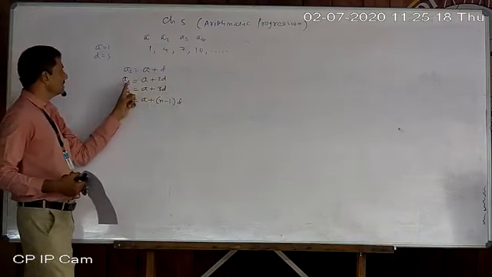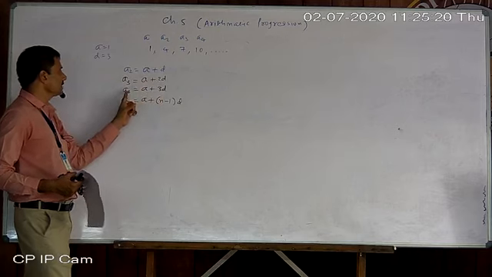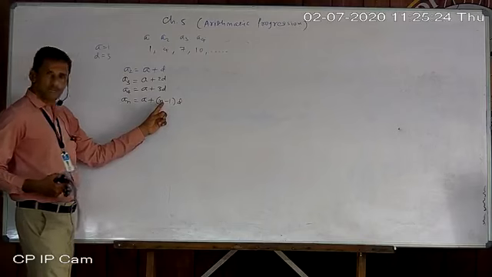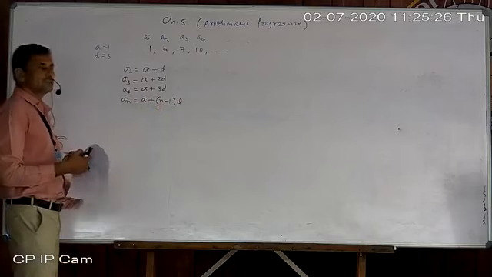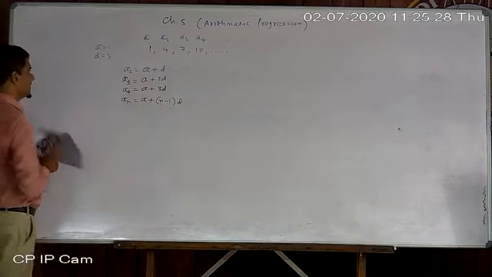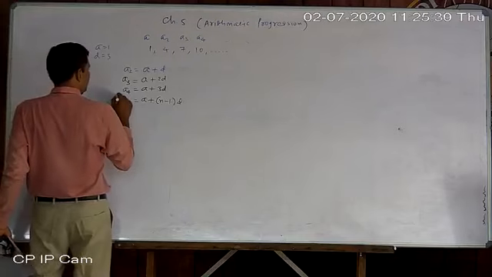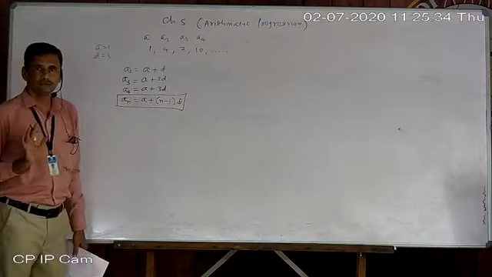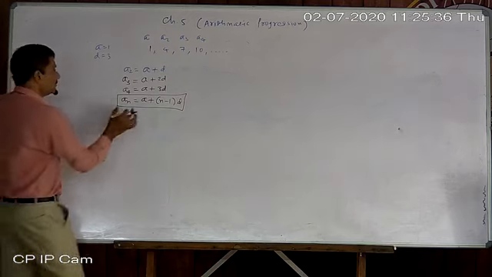Why? Because here is 3, then here is 2. Here is 4, then here is 3. If here is n, then it must be n minus 1 here. Okay? So this is the formula. So you understand this formula. If you don't understand, then just memorize it. Okay?